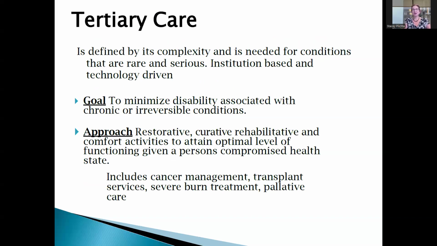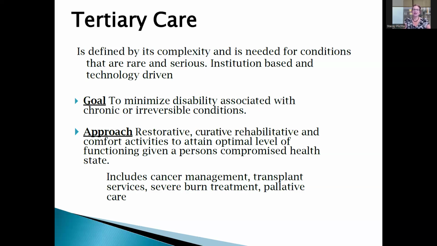Tertiary care is really defined by its complexity, and it's needed for conditions that are rare and or serious. Tertiary care is institution-based and technology-driven. The goal is to minimize disability associated with chronic or irreversible conditions, and the approach is restorative.